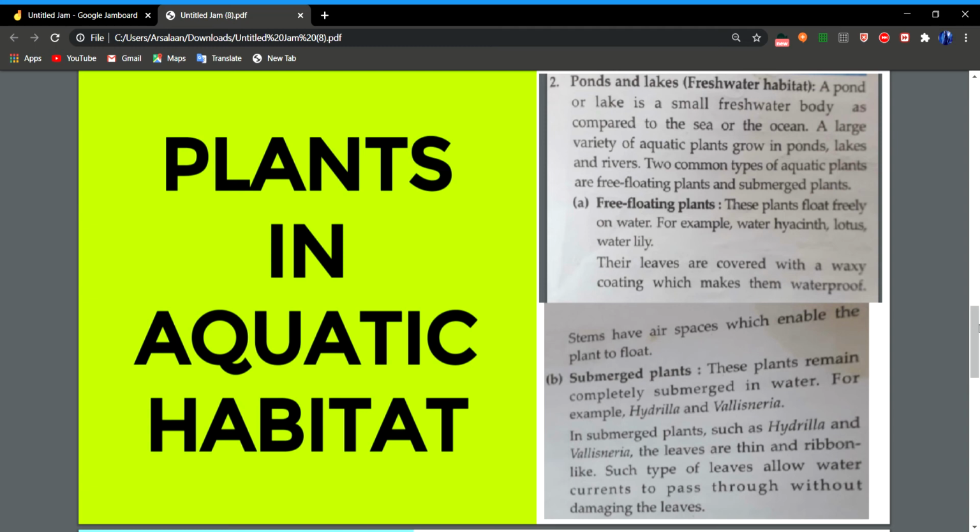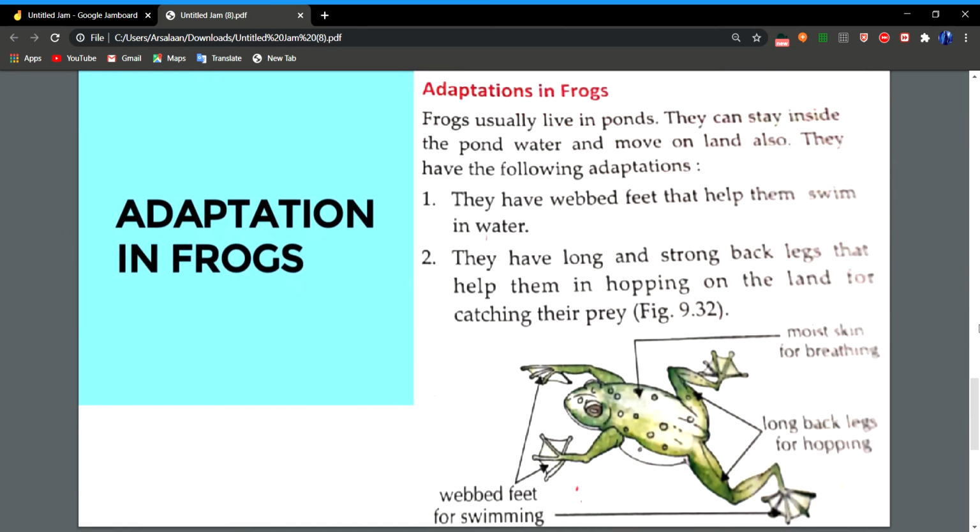leaves. Now we shall discuss adaptation in frog. Frog is an amphibian, not an aquatic animal, meaning it can live both in water and on land. How does it survive both? You have seen the feet of the frog, it has webbed feet. There is skin between the toes, like the feet of a duck. This helps them to swim in water. Then they have long and strong back legs that help in hopping on the land and for catching their prey.